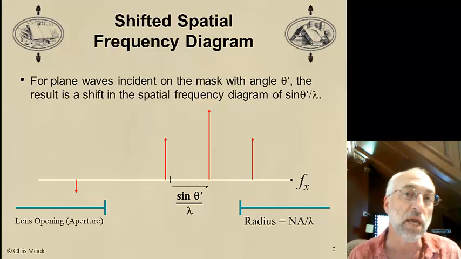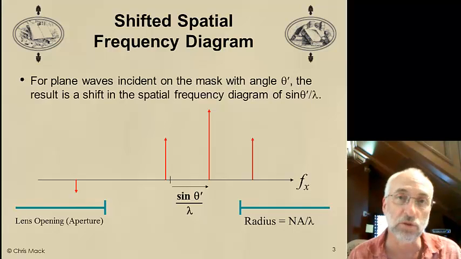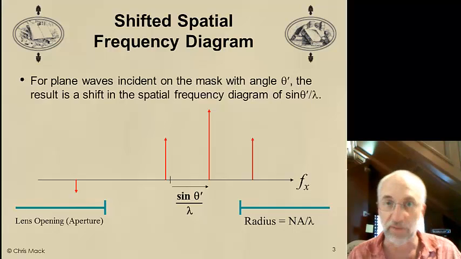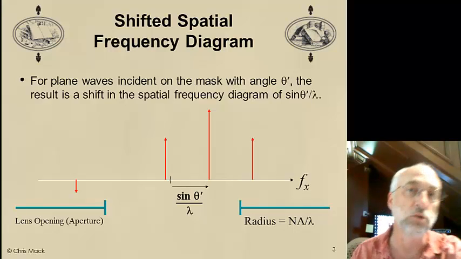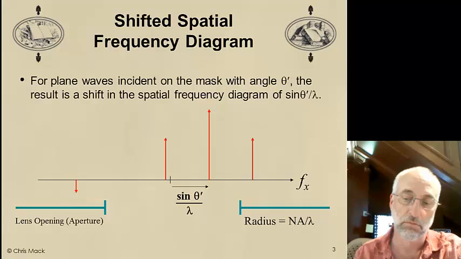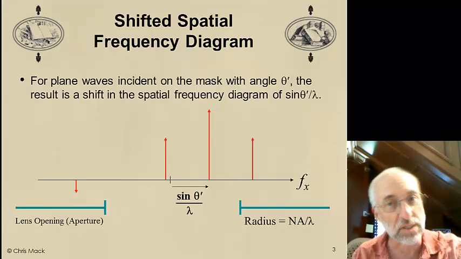What do you think is going to happen? Well, we saw last time that the more diffracted orders you capture, the better the quality of the image. So in this particular case, shifting by this amount results in an image that will be inferior to the normally incident image. It's only capturing 2 orders instead of 3. But wait. That's specific to this situation.